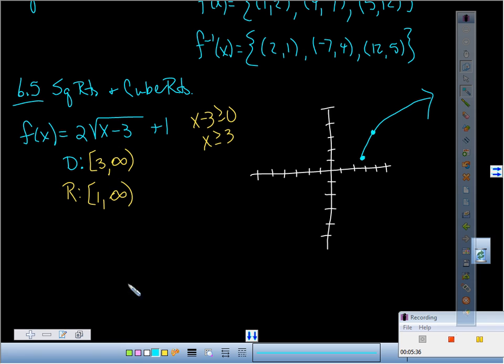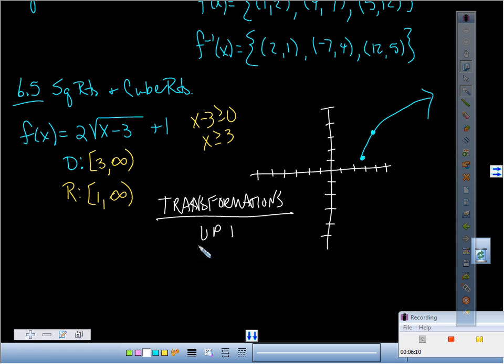Everybody understand? What if I asked you this? What if I said, hey, tell me what transformations took place? It was transformed. Up 1 and right 3. No. What's that called? A vertical stretch.